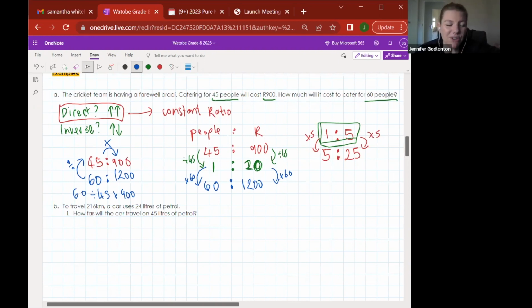To travel 216 kilometers, a car uses 24 liters of petrol. How far will the car travel on 45 liters of petrol? So now my question to you is: is this direct or is this inverse? If I travel further, am I going to use more petrol? So is one increasing and the other increasing, or is one increasing and the other decreasing? Think about it like that.